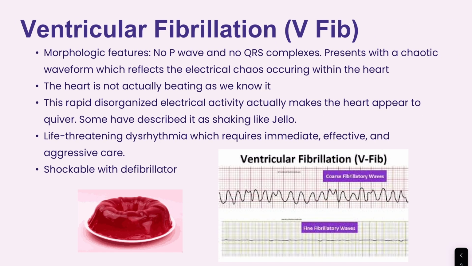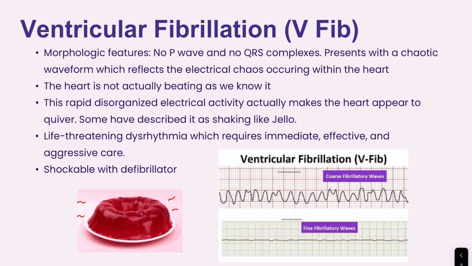Then we have our ventricular fibrillation or VFib. Morphological features here, no P wave, no QRS complexes really. It presents with a chaotic waveform which reflects the electrical chaos that is occurring within the heart. The heart is not actually beating as we know it. The rapid, disorganized electrical activity actually makes the heart appear to quiver. Some have described this as shaking like jello. If you imagine this guy just kind of shaking around a little bit.